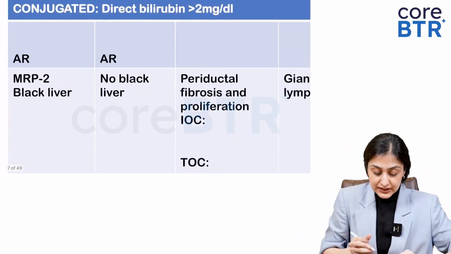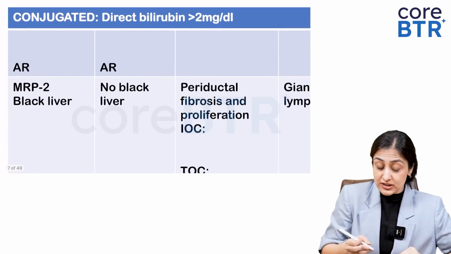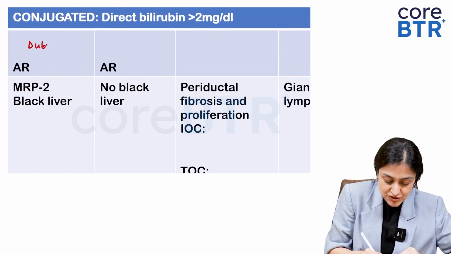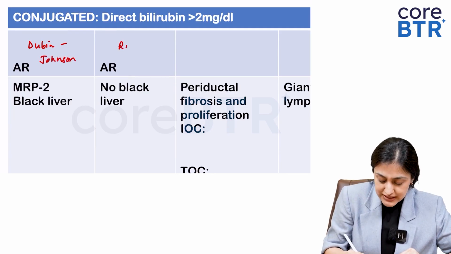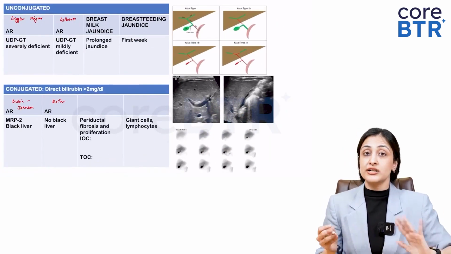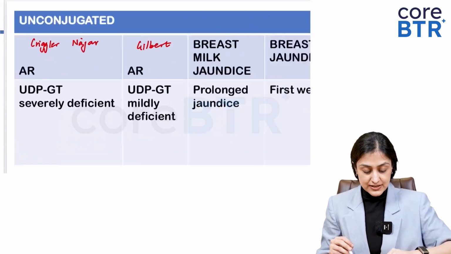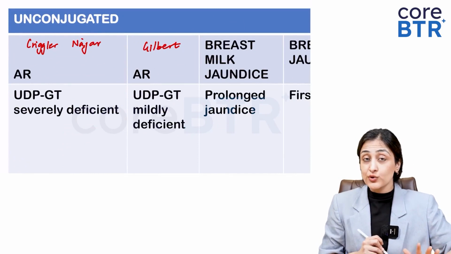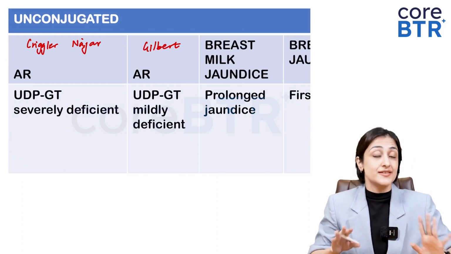Okay. On the other hand, conjugated congenital hyperbilirubinemia is DJ, Dubin-Johnson and Rotor. So DJ and Rotor is conjugated. So this is unconjugated versus conjugated. So let's discuss this first. So all four of these, first of all, are autosomal recessive.